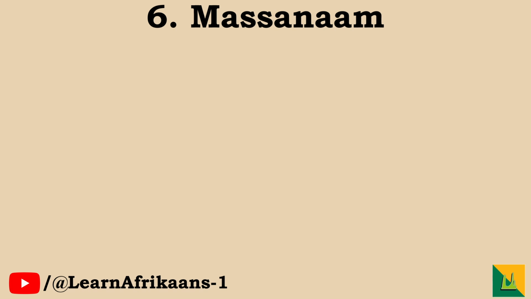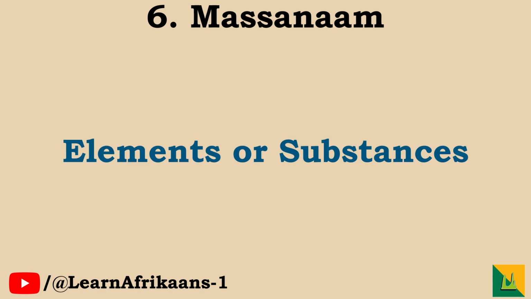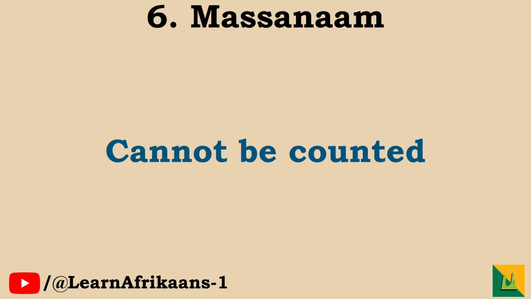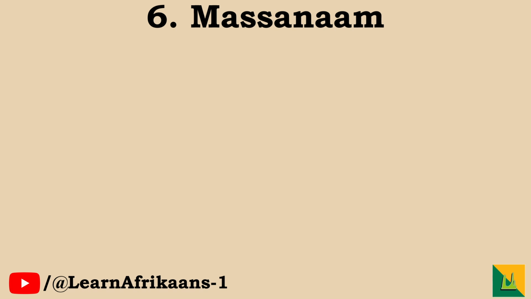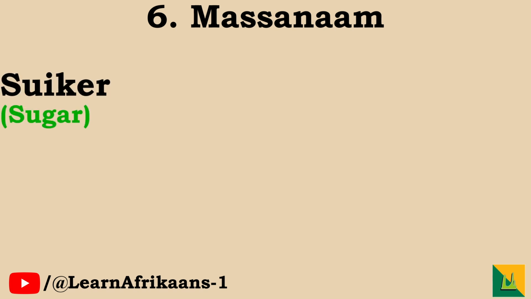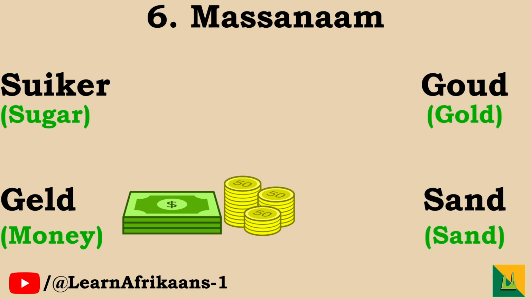Zesde soort, sixth kind. Massanaam, sometimes also called Stofnaam. Massanaam are names of elements and substances. Massanaam are different as they cannot be counted. Therefore, they have no plural, meervoud. For example, suiker, geld, goud, sand.